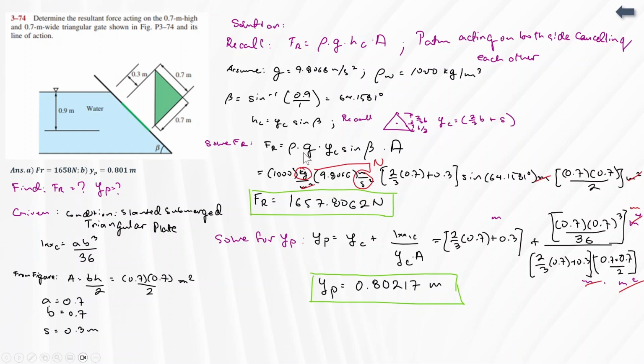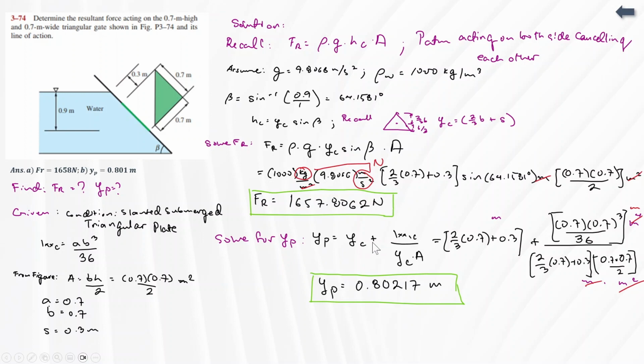Substituting everything into the equation, that's 1,000 times 9.8066 meters per second squared, times 2/3 of b, which is 0.7, plus 0.3, which is s here. That will be your yc, times sine of 64.1581 degrees, which gives hc in meters, multiplied by the area, 0.7 times 0.7 divided by 2. Canceling units, we're left with newtons. So we will have 1,657.8062 newtons, or 1,658 newtons.